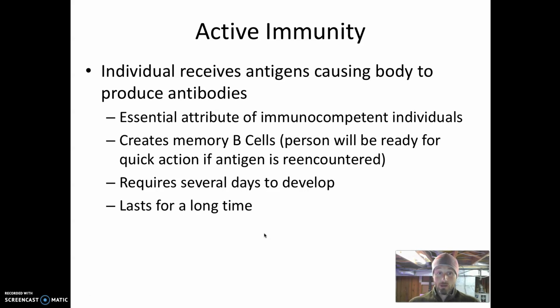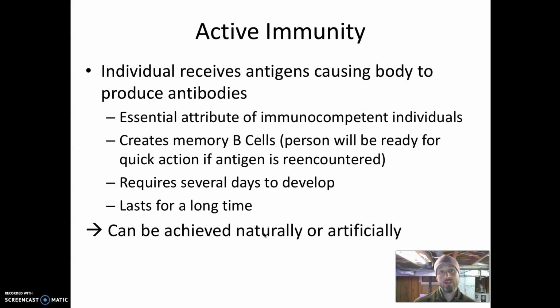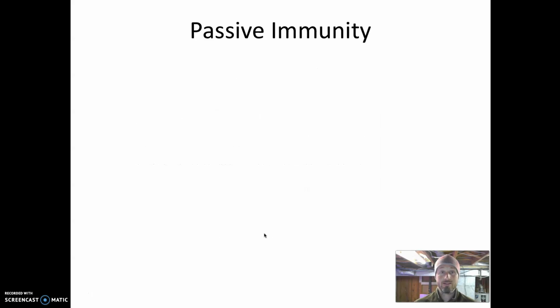The great thing about those memory B cells is that they last for a long time. So for some diseases, this can lead to lifelong immunity. For other diseases, the immunity isn't lifelong, but it's still quite long. So this, again, is a really important component of our long-term immune defense. And again, active immunity can be achieved in one of two different ways. We can have active natural immunity or active artificial immunity. And we'll give examples of what those are in just a moment. So active immunity is when a person receives antigens and learns to produce antibodies because of their memory B cells.